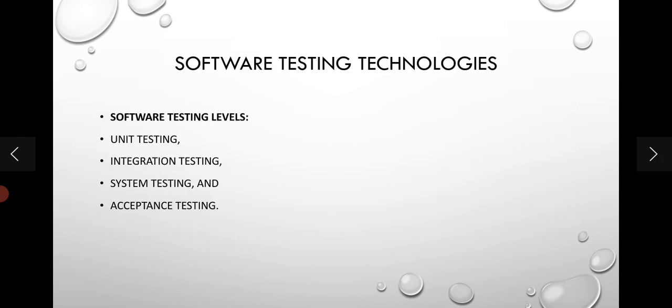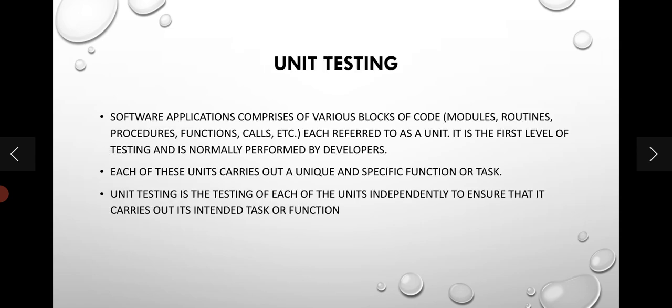Next we will see the software testing techniques. Software testing is handled by many techniques, some handled level by level. The testing levels are unit testing, integration testing, system testing, and acceptance testing. First we will see unit testing. In unit testing, each unit carries out a unique and specific function or task. The particular unit performs the task or function, so it is called unit testing.